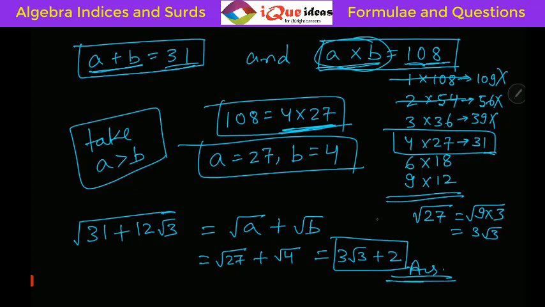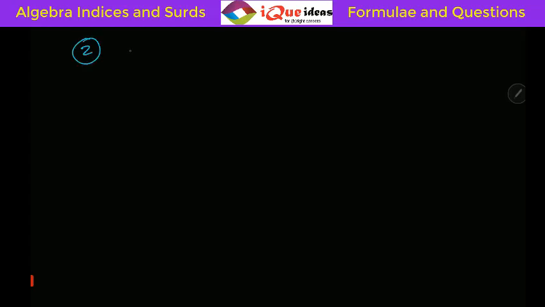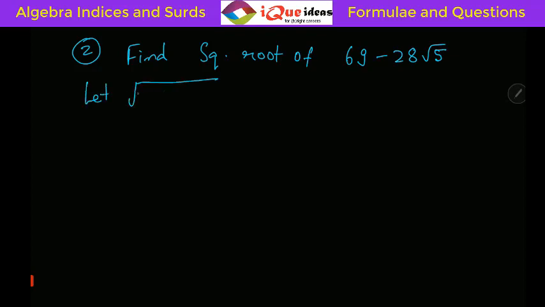Let's take one more. Let's say the second question: find the square root of 69 minus 28 root 5, right? Please pay attention. Let's assume that the square root of 69 minus 28 root 5 is equal to root A plus root B. No, you cannot take plus. See, here it is a minus sign. So in this case, instead of plus, you should take minus. So let me change it. Let's take it as root A minus root B, right?